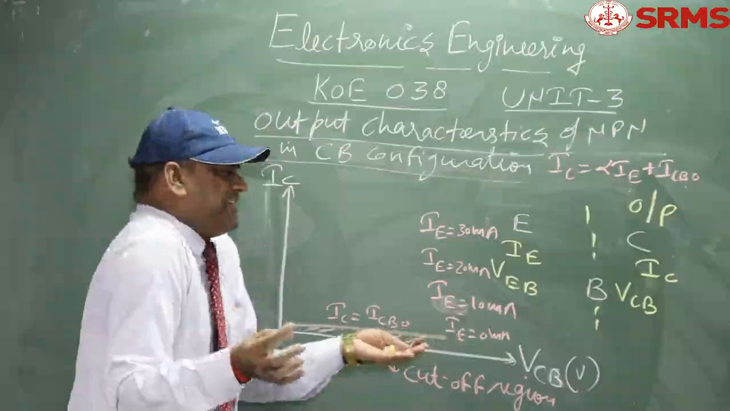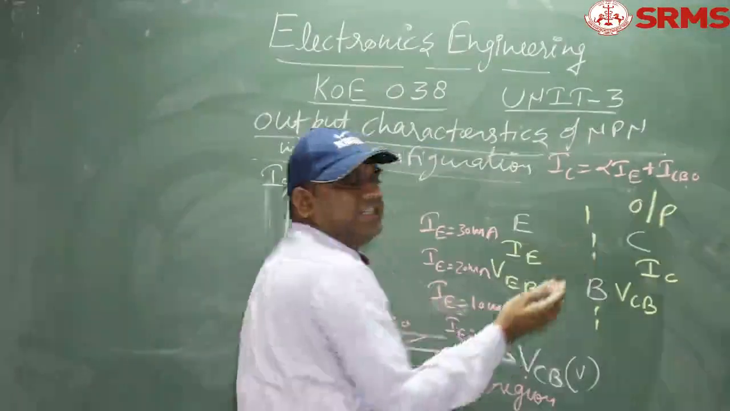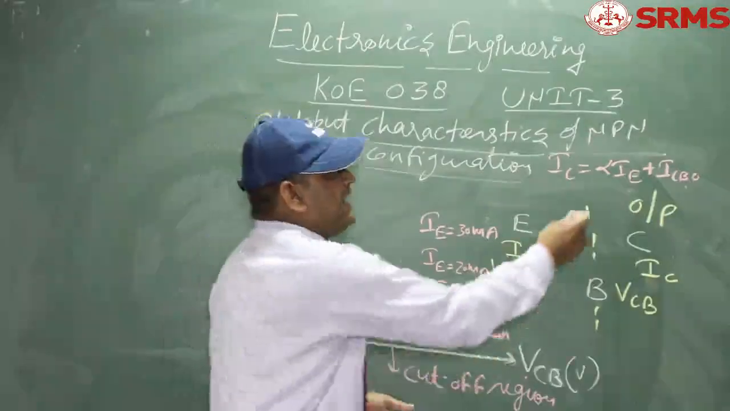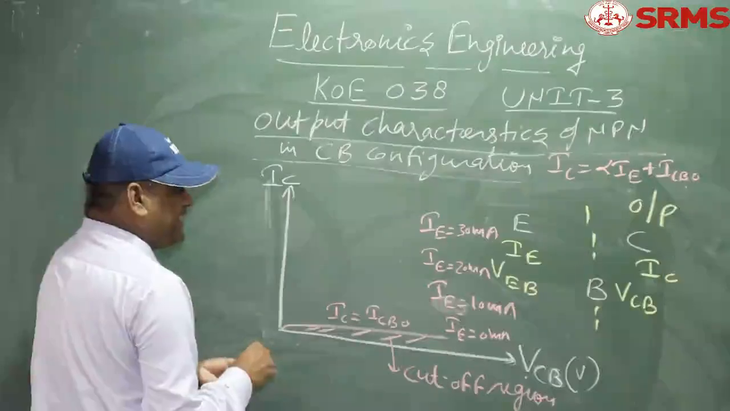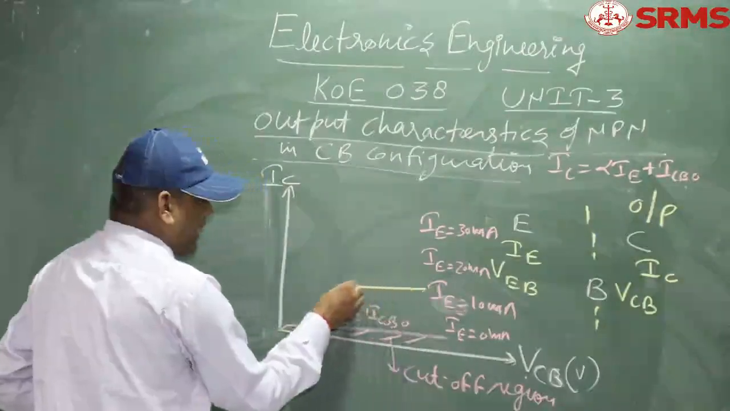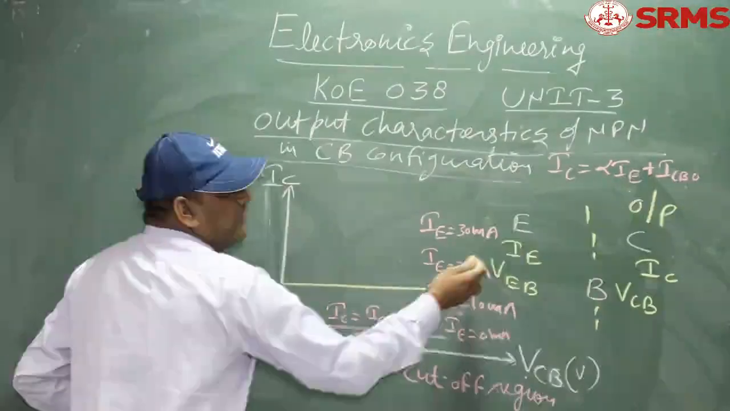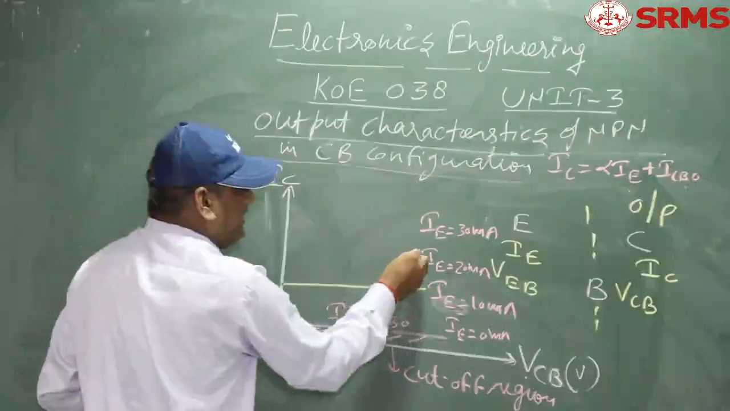As far as the active region is concerned, IC is approximately equal to IE because ICBO is very small and alpha is close to 1. So for the active region of operation, IC is approximately equal to IE. It is a little bit less because ICBO is added to alpha times IE.